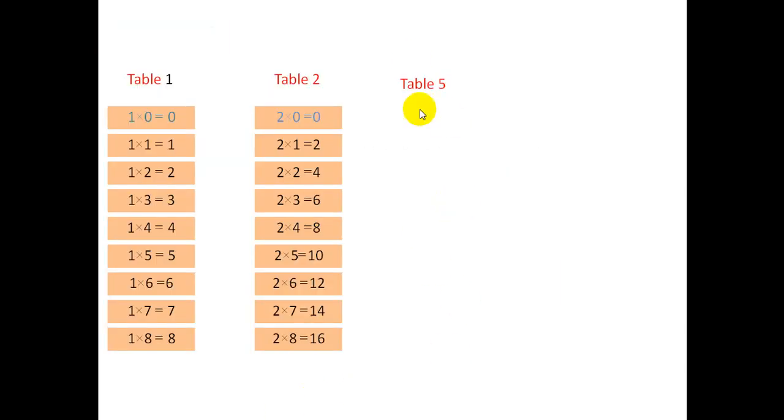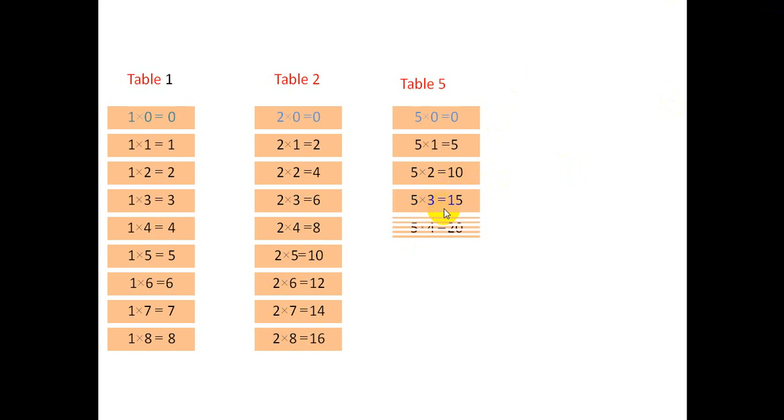Look here, I have table 5. We start from 5 times 0 equals 0. 5 times 1 equals 5. Look under the unit here, I have 0. Look under the unit here, I have 5. Look here, 5 times 2 equals 10. Under the unit here, I have 0, okay? 5 times 3 equals 15. Under the unit here, I have 5, okay?